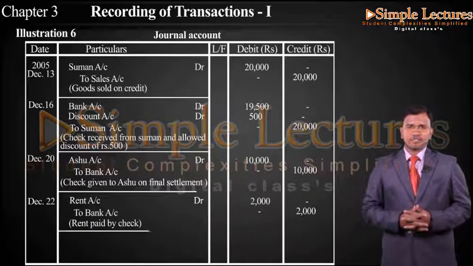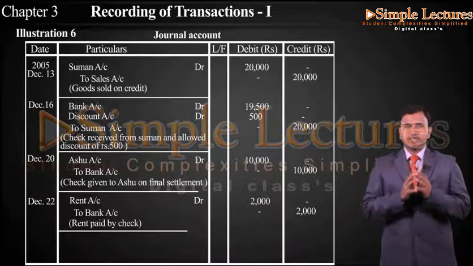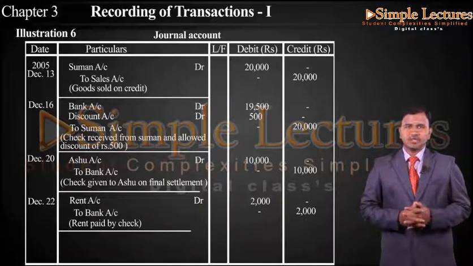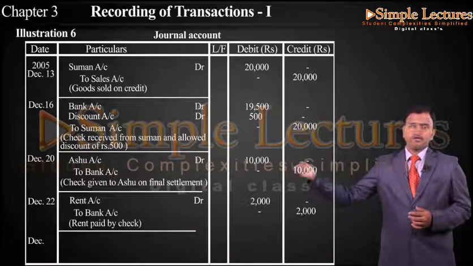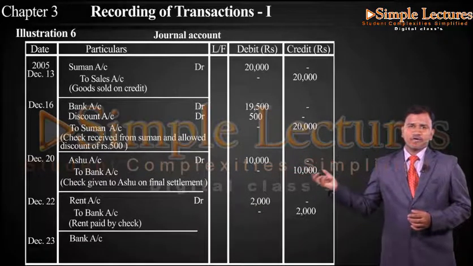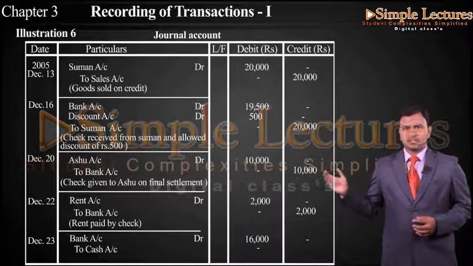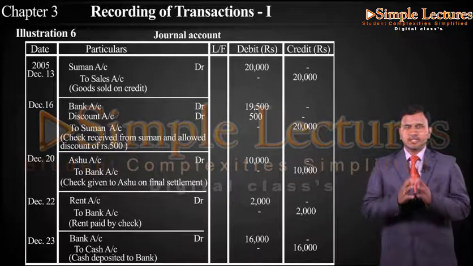Let us take the next transaction which we have on December 23rd. Deposited into bank 16,000. So here the cash was deposited into the bank. Let us take the journal entry for this. December 23rd, bank account debtor to cash account 16,000 debit, 16,000 credit. Narration: being cash deposited into bank.